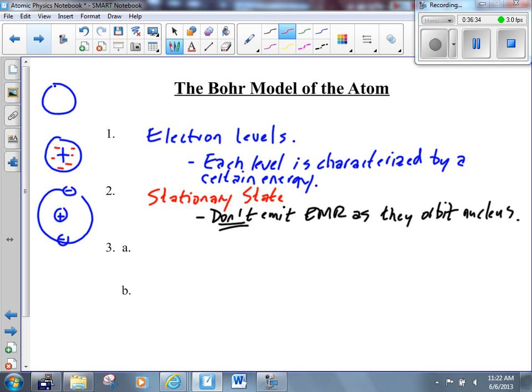The third part, we talk about electron transitions. Electrons, if they absorb energy, and that energy would be in the form, by the way, normally of electromagnetic radiation, they will jump to a higher level.